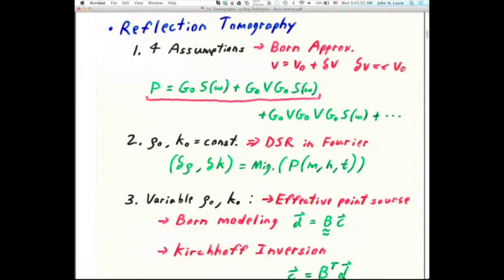What I'm going to go into now is what I like to call reflection tomography. And it's going to turn out to be migration. There are four assumptions, which boil down most importantly to what I'm going to call the Born approximation, okay, which says that the reflectivity potential V is equal to a background reflectivity potential V naught plus a delta V, a reflectivity potential anomaly. The Born approximation uses a linearization. Delta V is much, much less than V naught.